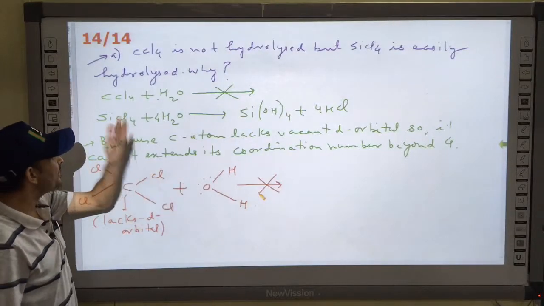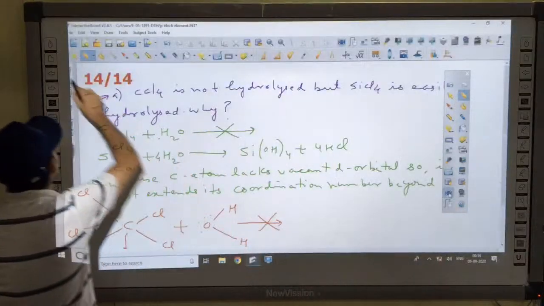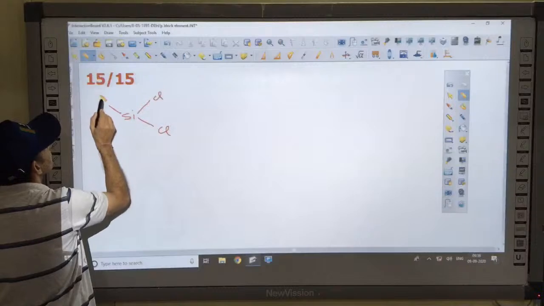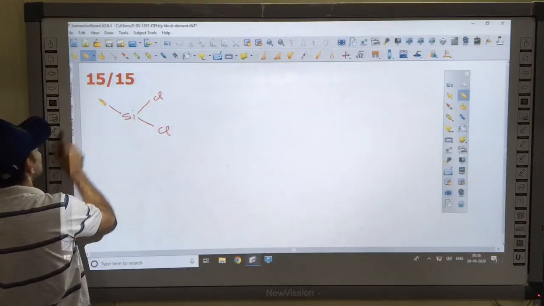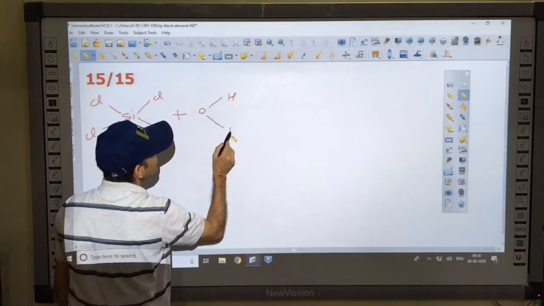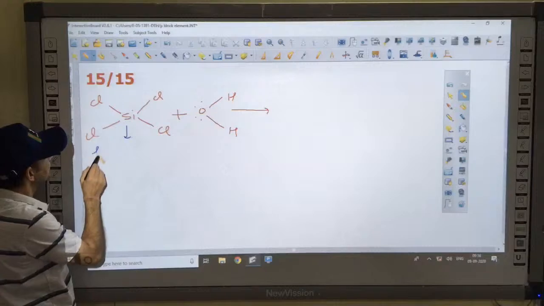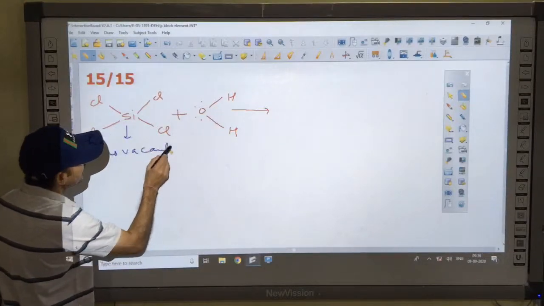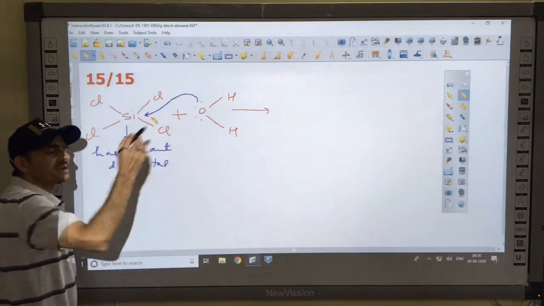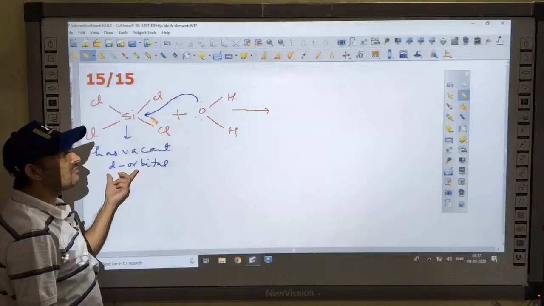But if you write the same reaction with silicon, let us write over here on the next page. The reaction of silicon: SiCl4, 1, 2, 3, 4, plus water. Now you see what is happening here. The silicon atom has vacant d orbital. So what will it do? It will take this electron pair. It can extend its coordination number. It is forming 4 bonds, and it can form an extra bond. Why? Due to the presence of vacant d orbital.